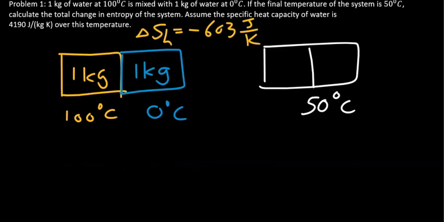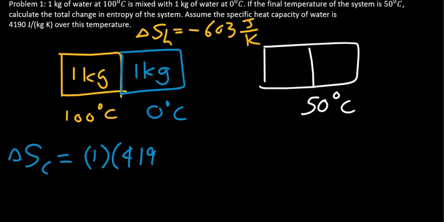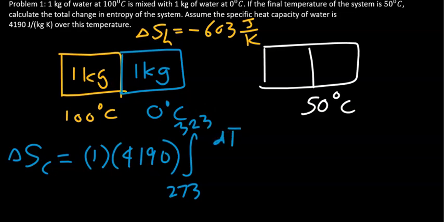Now let's do the same for the cold water as it warms up to 50 degrees Celsius. So the change in the entropy of the cold water is given by a similar equation. The mass is 1, the specific heat capacity for water is 4190. Now the initial temperature was 0 degrees Celsius, in Kelvin 273 Kelvin. Final temperature is 50 degrees Celsius or 323 Kelvin, dT over T, which can then be computed to give you a value of 705 joules per Kelvin.